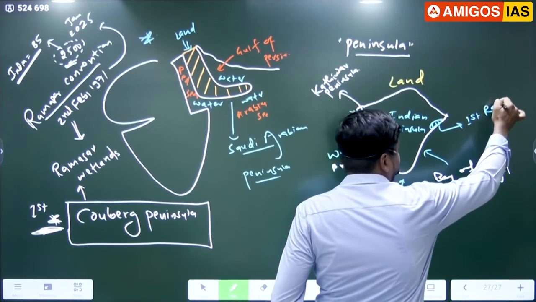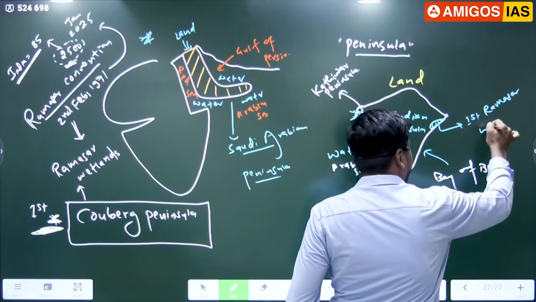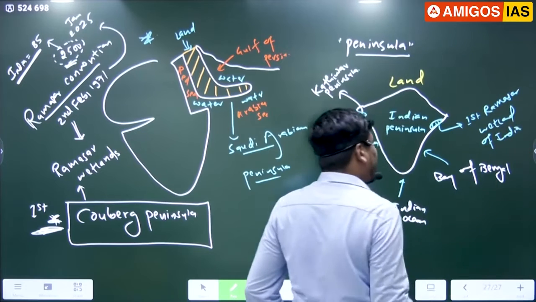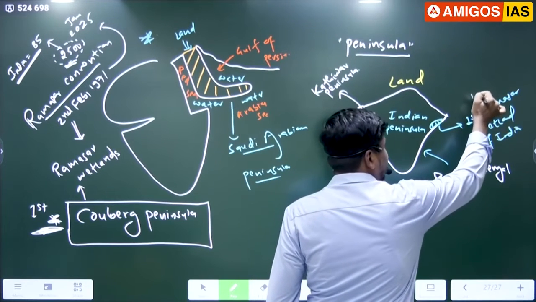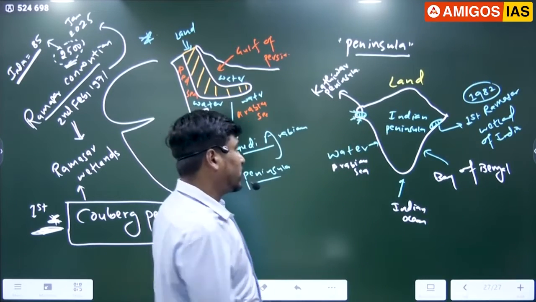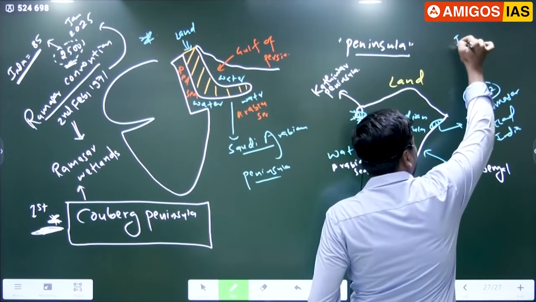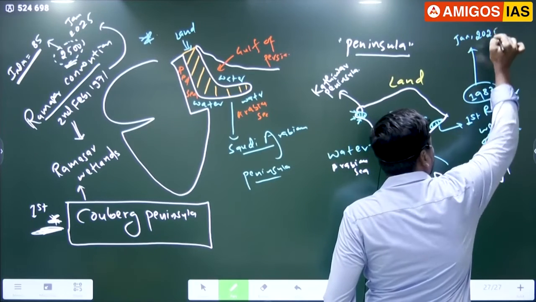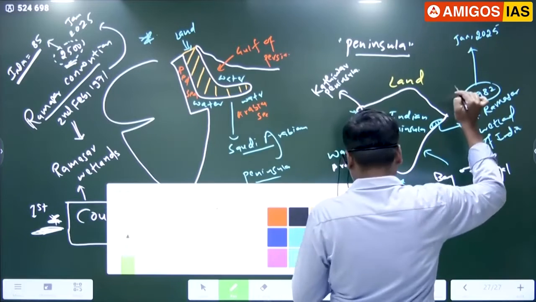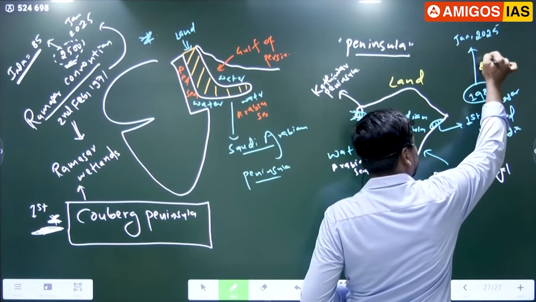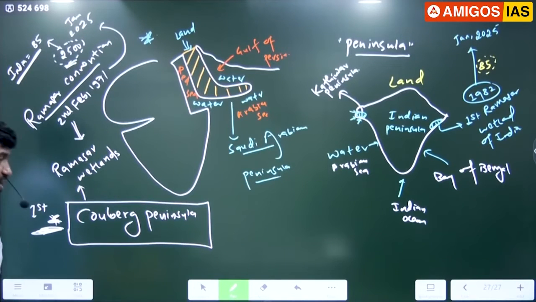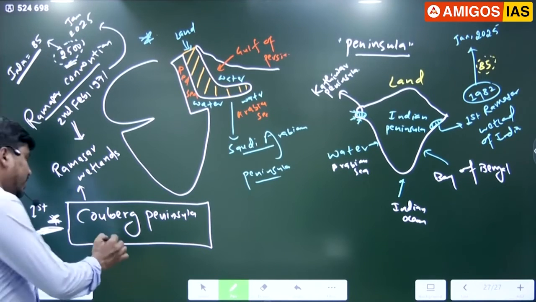So India has 85, but among the 85, the first Ramsar wetland of India is Chilka, selected in the year 1982. Most important, selected in 1982, and from 1982 to January 2025, a total of 85 are selected from India. Very important point. The first one is Chilka Lake, and the world's first Ramsar wetland is the Coburg Peninsula of Australia.